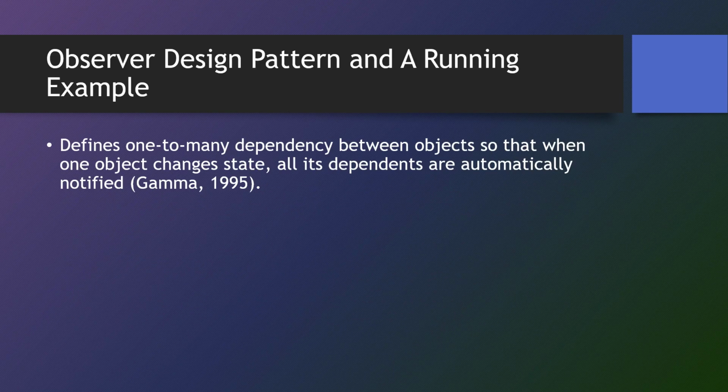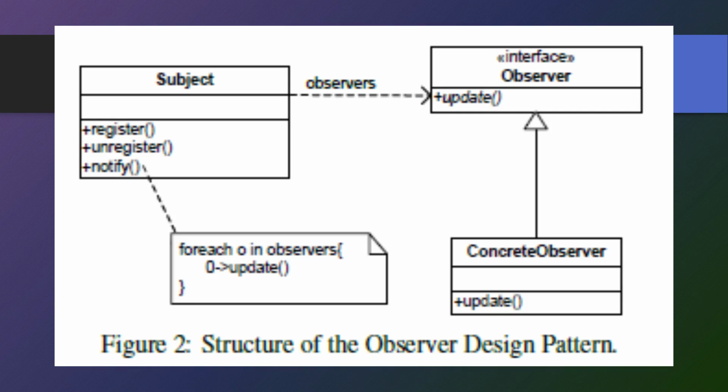Observer design pattern. Define the observer design pattern: it defines a one-to-many dependency between objects so that when one object changes state, all its dependents are automatically notified.